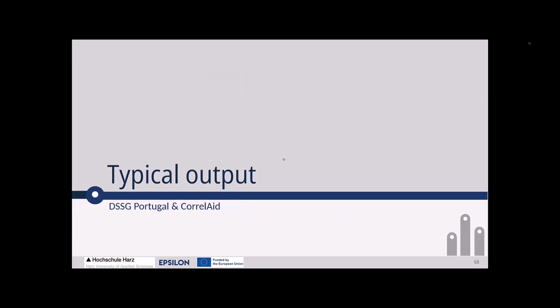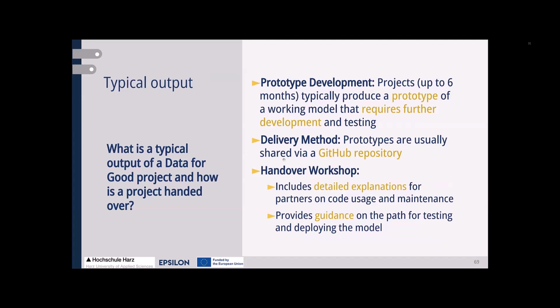So at the end, what is a typical output for a project? Here, the typical deliverable of a project is a so-called prototype. So what normally teams do with a social organization is they develop prototypes, and this basically takes a duration of up to 6 months. A prototype means after the prototype is done, it needs further development and testing, although the project is over.